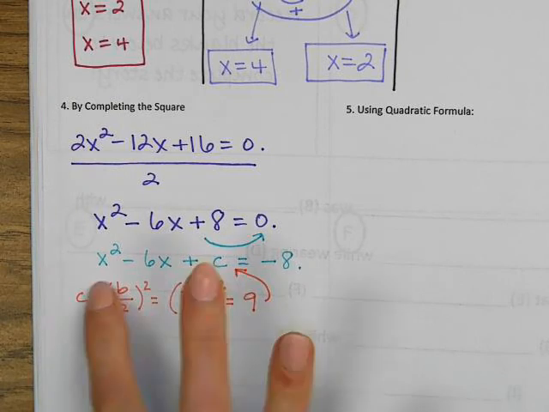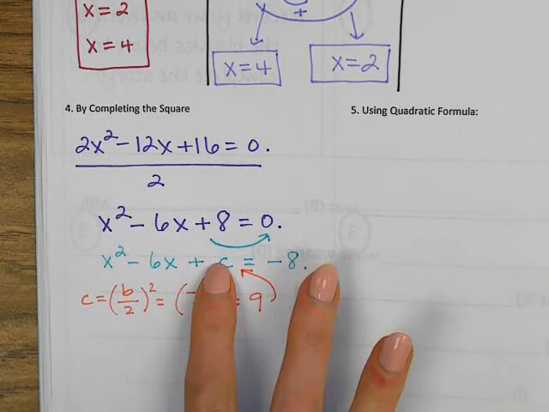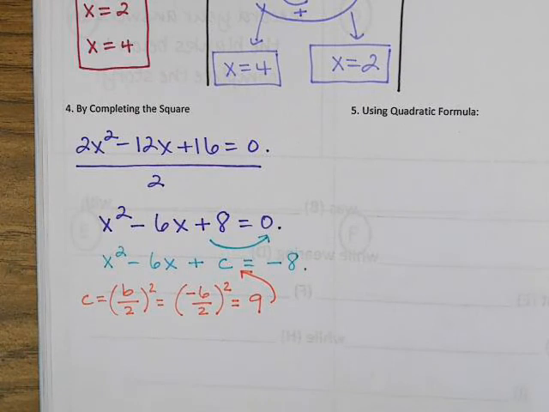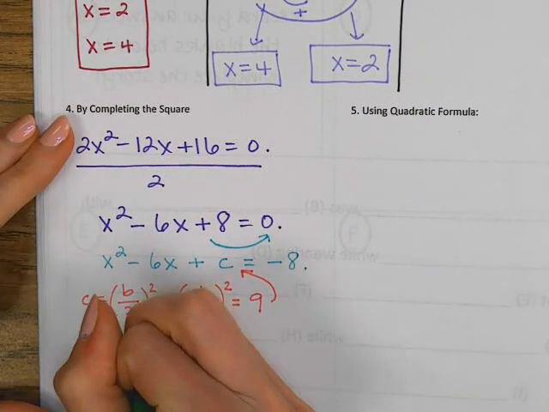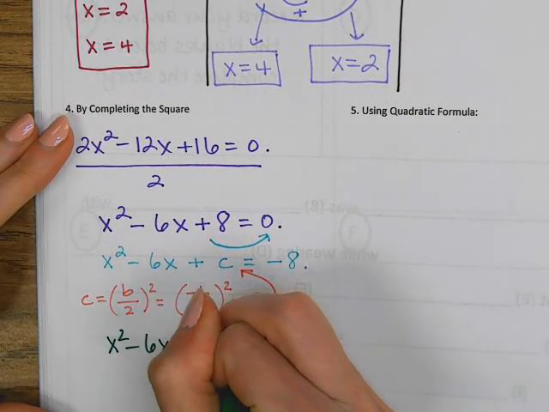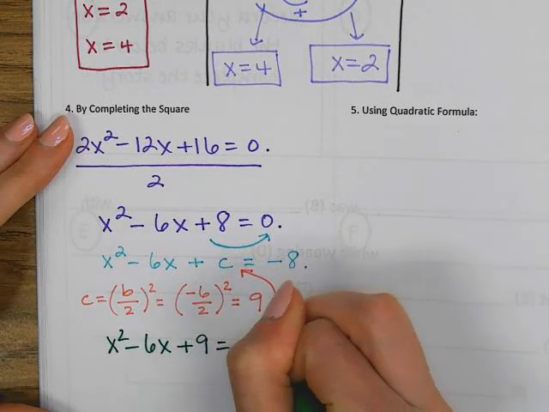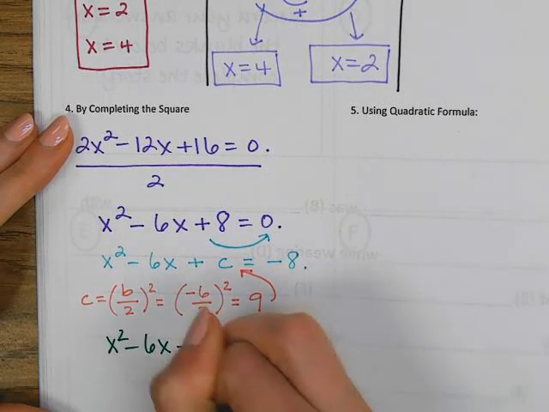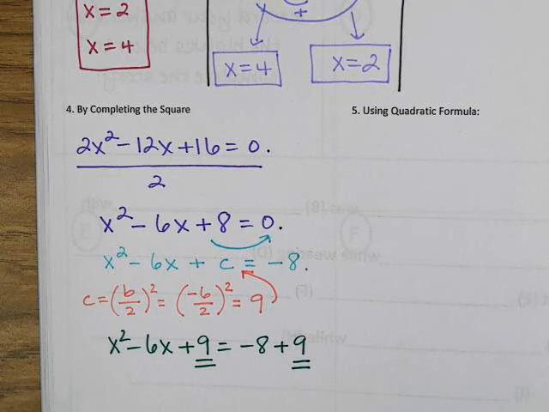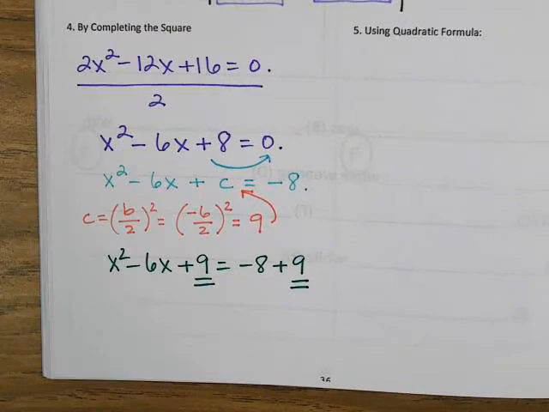So we're going to rewrite the problem. We're going to put 9 in for c, and then don't forget we have to add 9 to the other side too. So it's x squared minus 6x plus 9 equals negative 8 plus 9. Because if you add c to one side, you have to add c to the other side to balance it out.